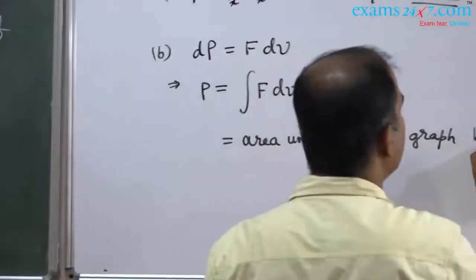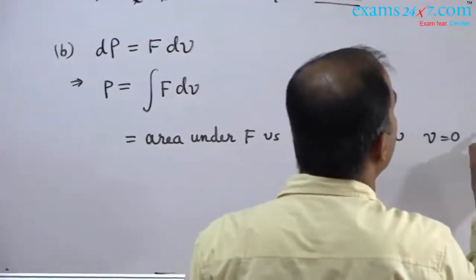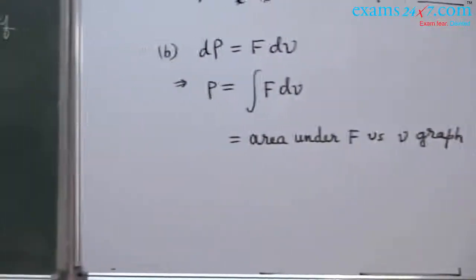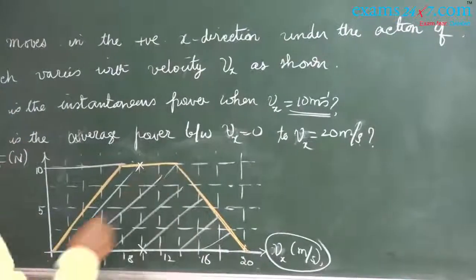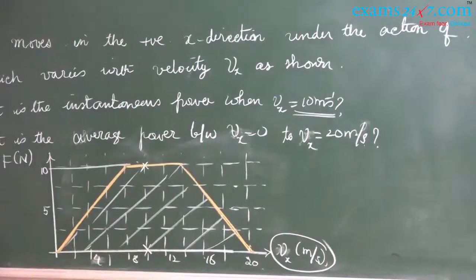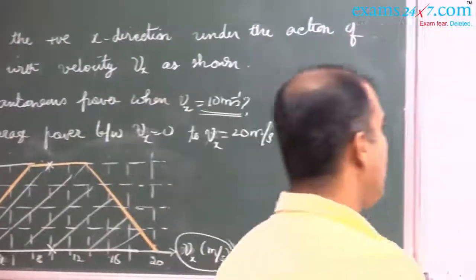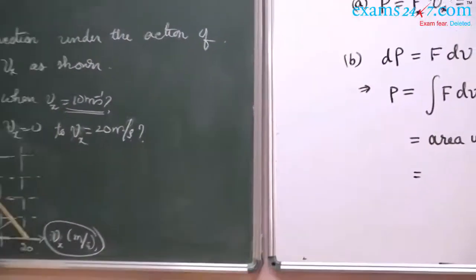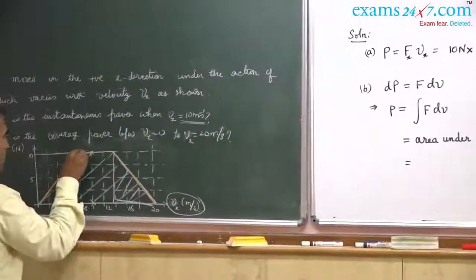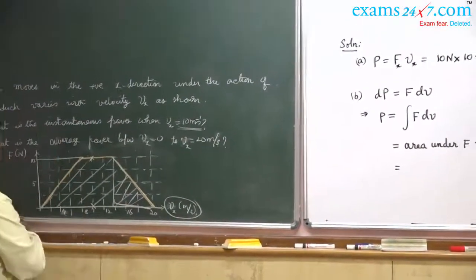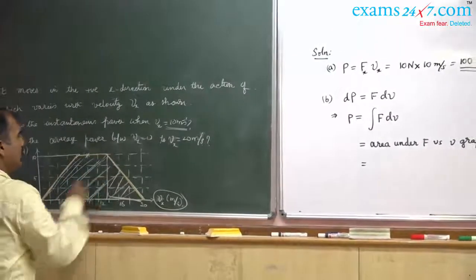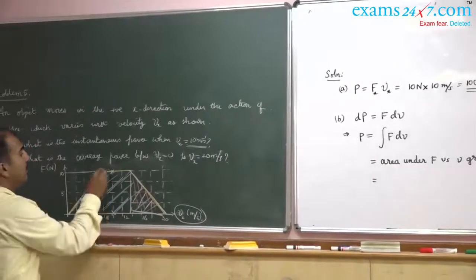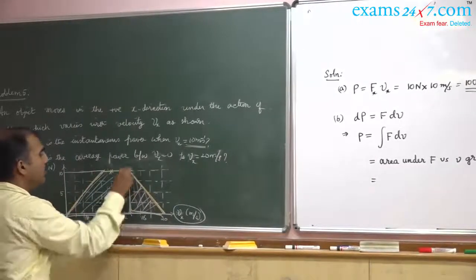Between V equals 0 and V equals 20 meter per second, it is very easy to find the area. So this entire shaded region will give you the total power or average power between 0 and 20, and that is the area under the two segments. One is the trapezium, which we will mark here in blue color, and in pink color this is a triangle. So we have to find this area and add it to this triangular area.